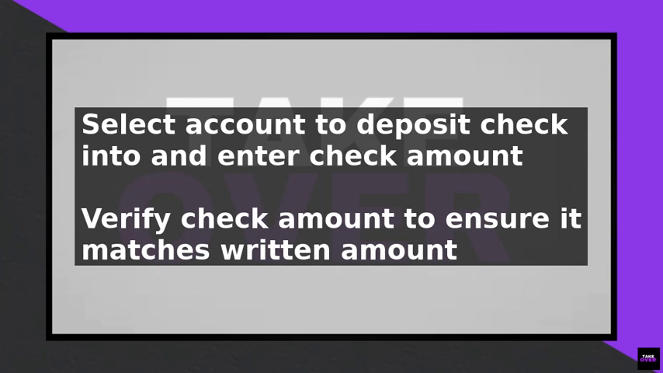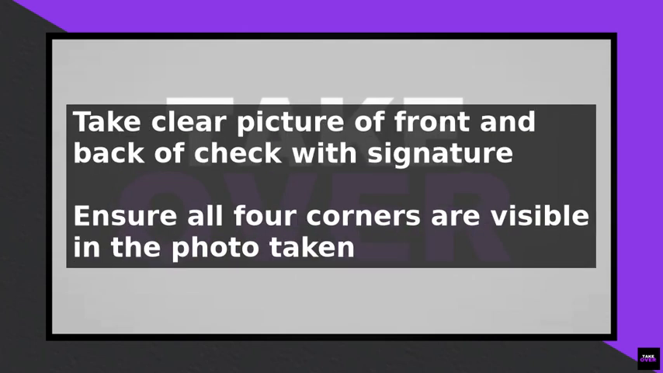Next, you will need to take a picture of the front and back of the check. Ensure the check is properly endorsed with your signature and the words "for deposit only." Place the check on a flat surface and take a clear photo of the front and back, making sure all four corners are visible. After taking the photos, review the deposit details to ensure everything is accurate.